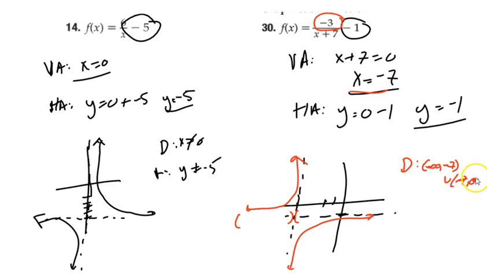Or as I said last time, everything but negative 7. Range is broken up by the y, because range is the y values. So negative infinity to negative 1, union negative 1 to infinity. And that's how you graph.